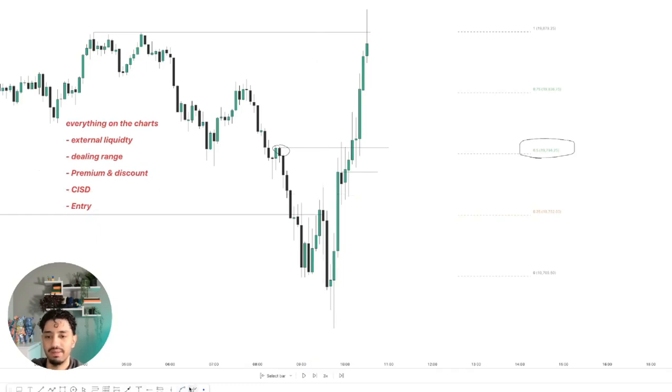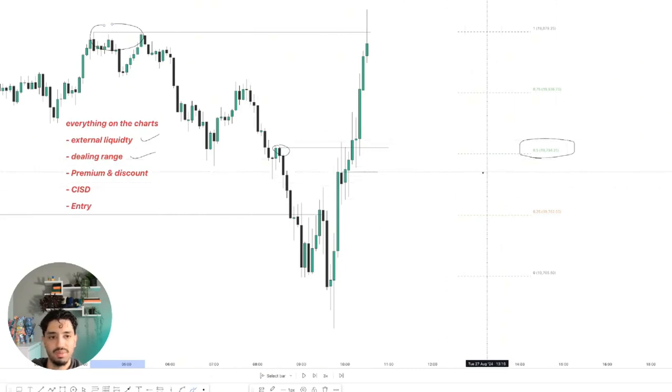And you can see right here the checklist: we look for the external liquidity and dealing range. This is where everything came together. So we had the external high and the external low. We took out the external low. So what is the next logical area for us to target? That is the external high right here, and we have equal highs. So once we have this, what do we look for?